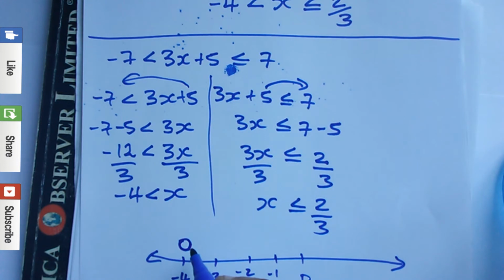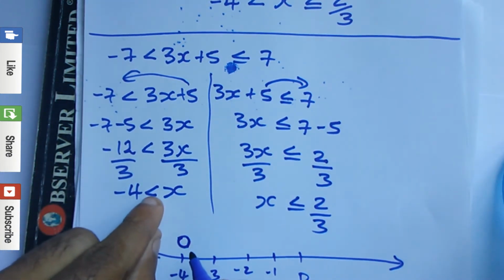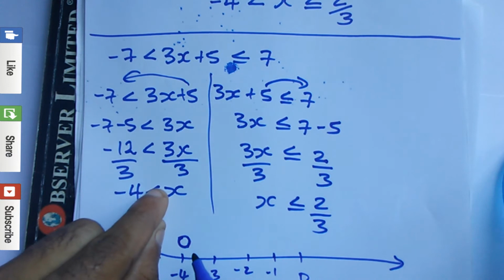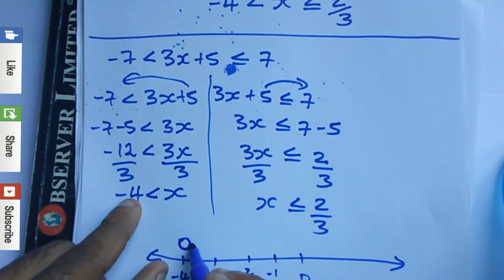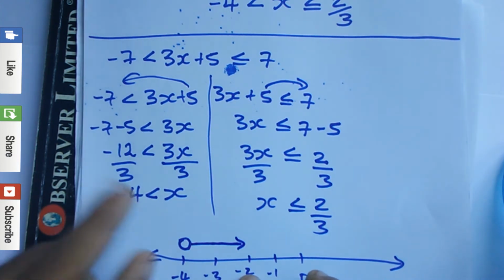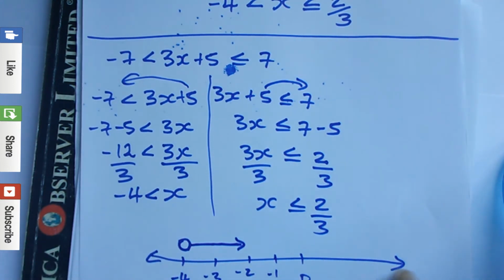So what we need to do now is put on the arrow. We need to pay attention to this inequality sign. We're going to read it in terms of x. X is the subject, so x is what? Greater than negative 4. So that means all values in this direction are greater than negative 4. Negative 3 is greater than negative 4. Negative 2 is greater than negative 4. Negative 1 is greater than negative 4. And so on in that direction.